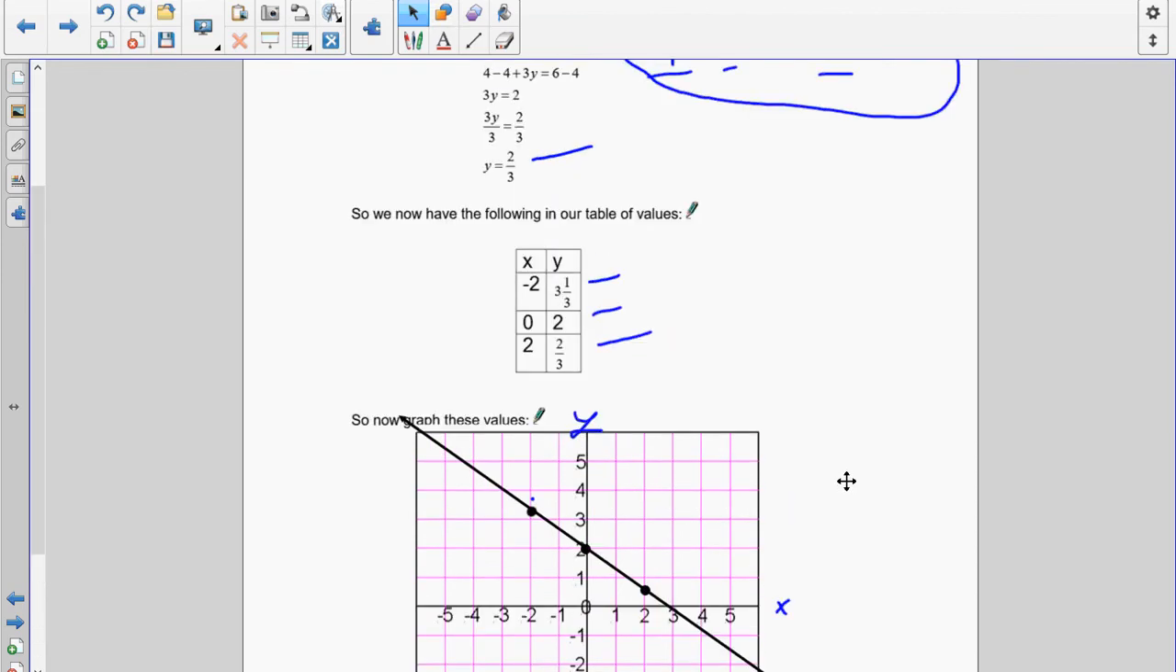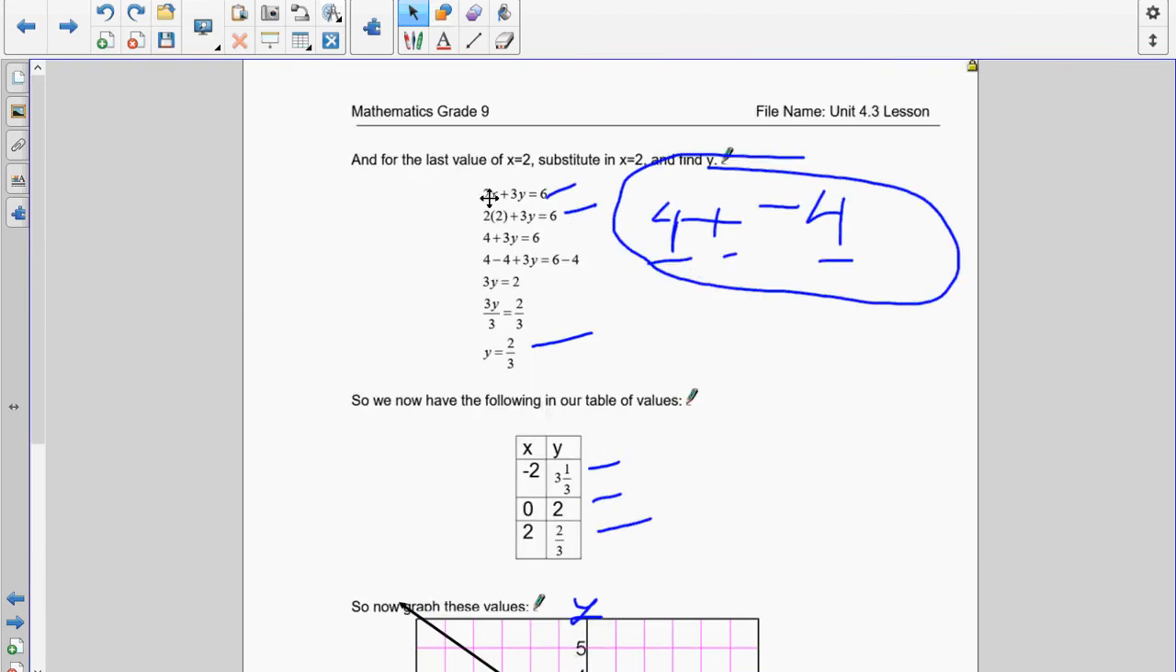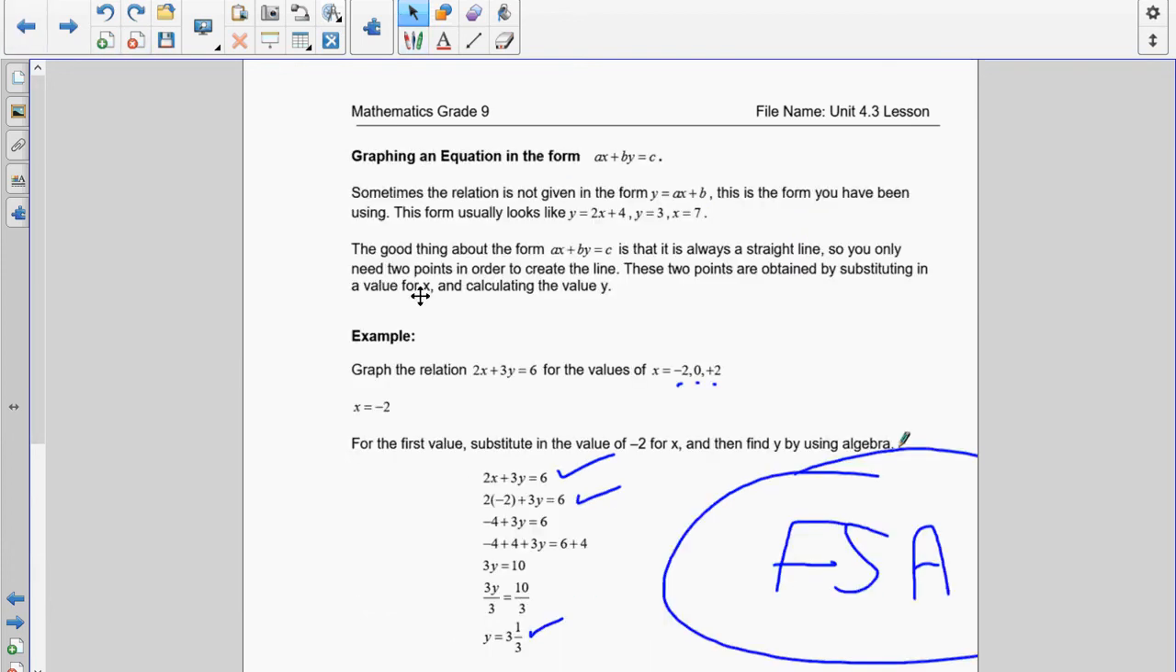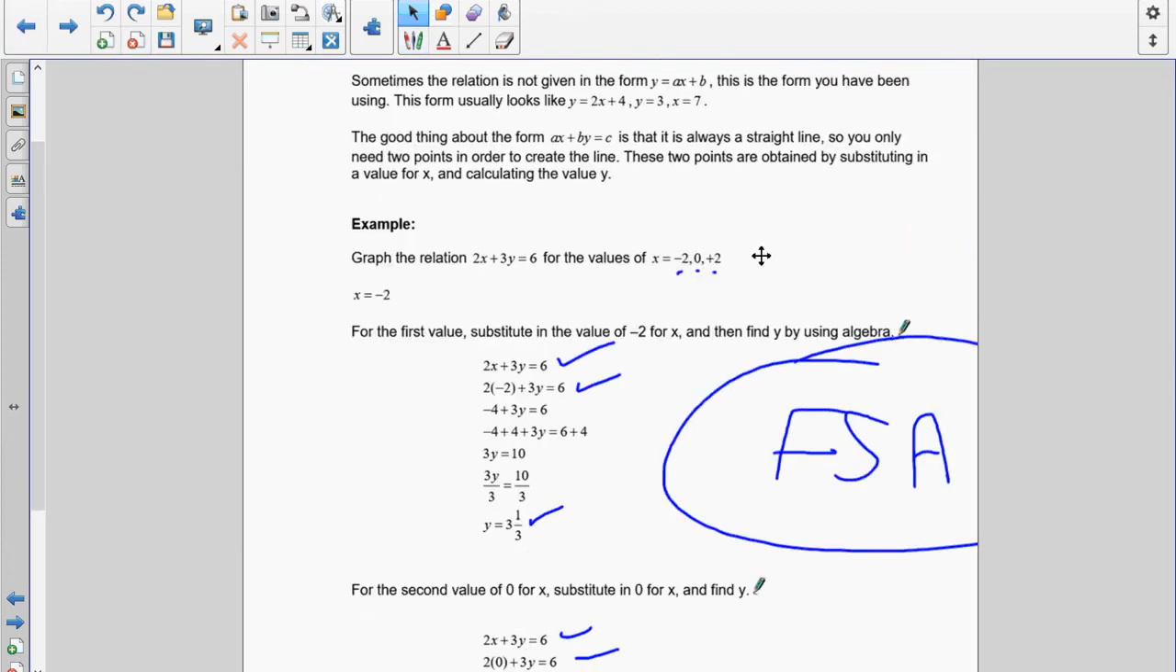Now let's go back and take a look here. Does it say anything about these numbers being integers? I know it gave us the numbers to use in our graph right here, -2, 0, and 2, but it doesn't say anything about them being integers.